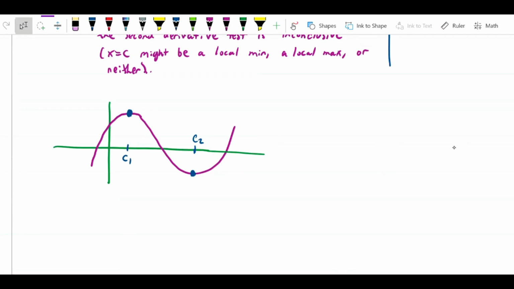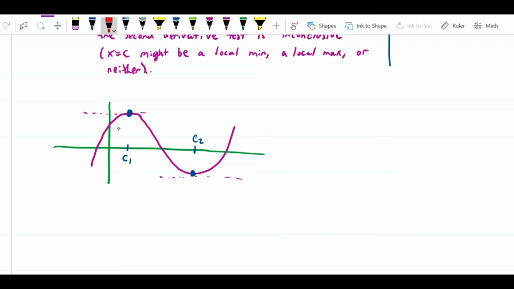Why does the positive or negativeness of f double prime affect whether a particular critical point is a min or a max? I've put in here two critical points, C1 and C2. We can easily see that these are both the type of critical point that's identified because the derivative exists but is equal to 0. So we have these horizontal tangents. Now, look what's going on here.